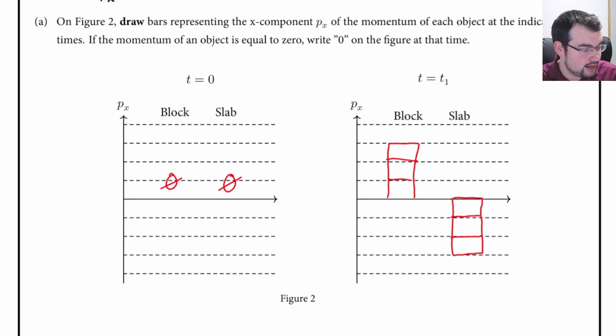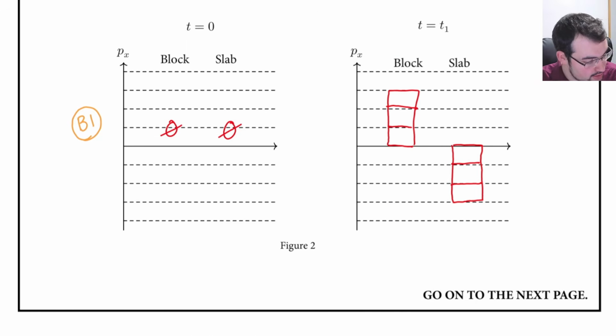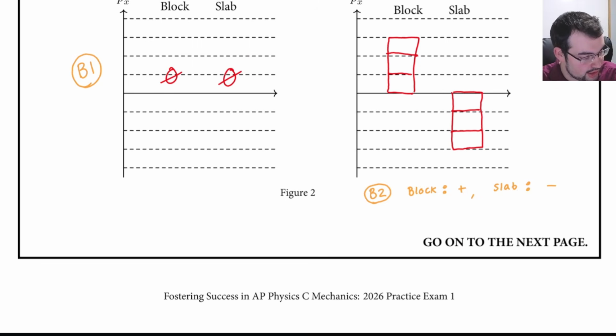So how did I grade the bar chart? Well, B1 is pretty straightforward. You need this picture. You actually can't leave it blank. You do have to indicate that there's 0 by writing something. So to get B2, you had to say that the block has positive momentum and the slab has negative momentum. Because we're looking at the x component, and I did actually define what the x direction is, the positive direction, so you do have to have the block be the positive one.